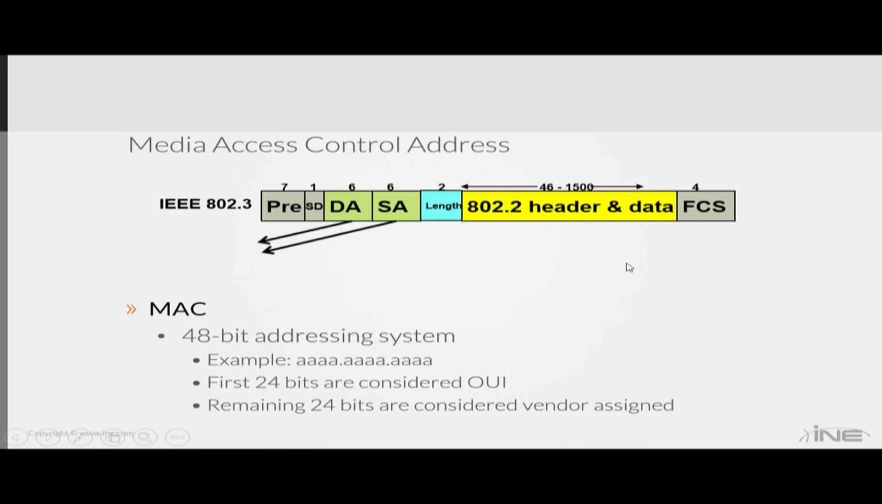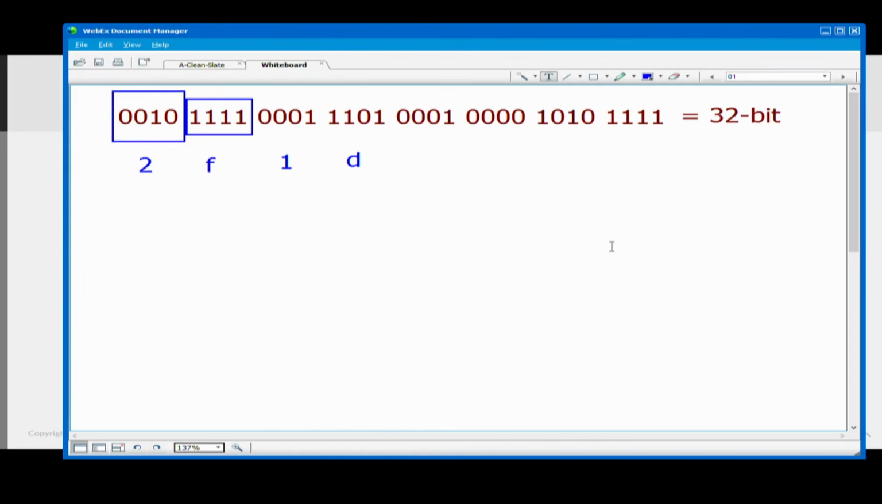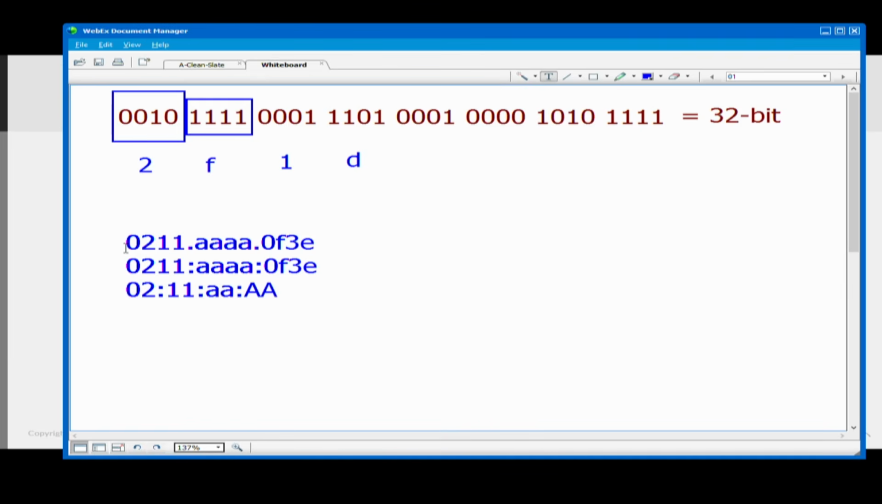Now depending on the device you're on, they will sometimes display MAC addresses differently. Some devices will show MAC addresses like this. For every 4 hex characters, it'll be separated by a dot. Sometimes that same thing will be separated by colons. Sometimes every 2 will be separated by colons. It just depends on the device that you're on. The main thing is that these are hexadecimal characters and they add up to a total of 48 bits in binary.